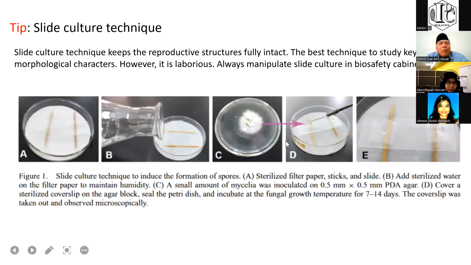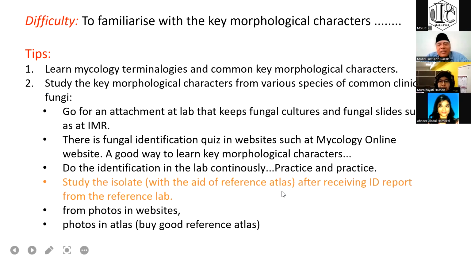Okay. And probably slide culture technique is the best technique to study key morphological characters, because you don't disturb the conidia, the hyphae, the phialides. So everything is fully intact. Okay, lastly, this is my last slide. I know it's not easy to look for these key morphological characters. You don't have to memorize the terms used, but you have to familiarize yourself with the key morphological characters. Okay. Today we learned about mycology terminologies. Okay.